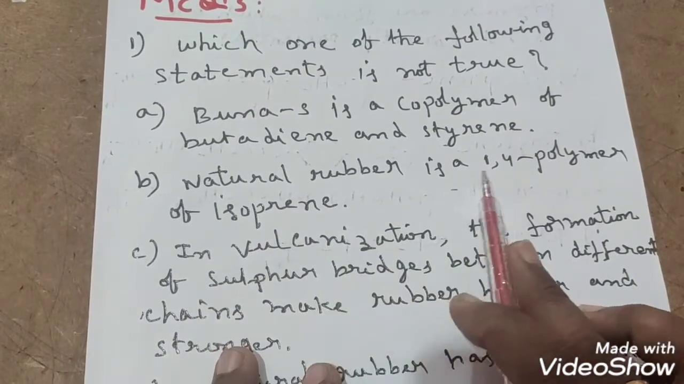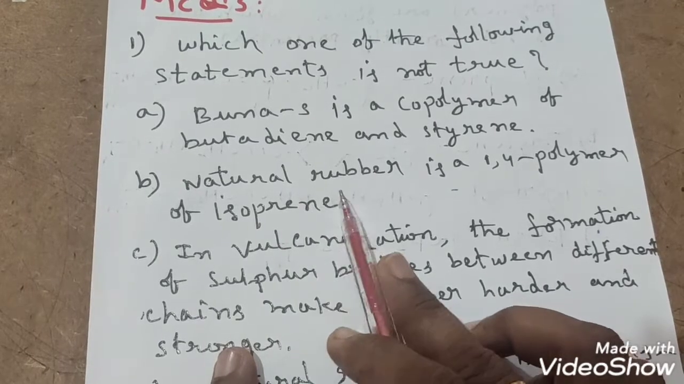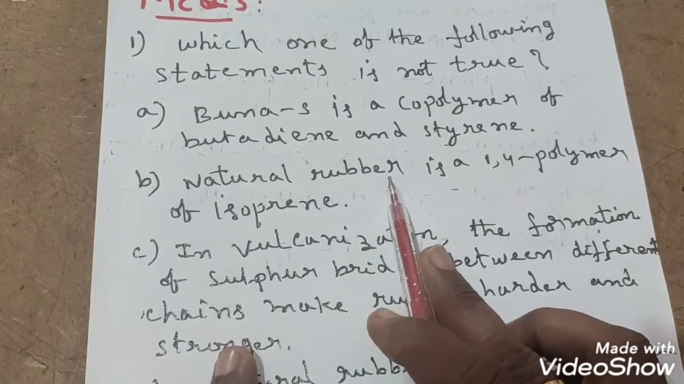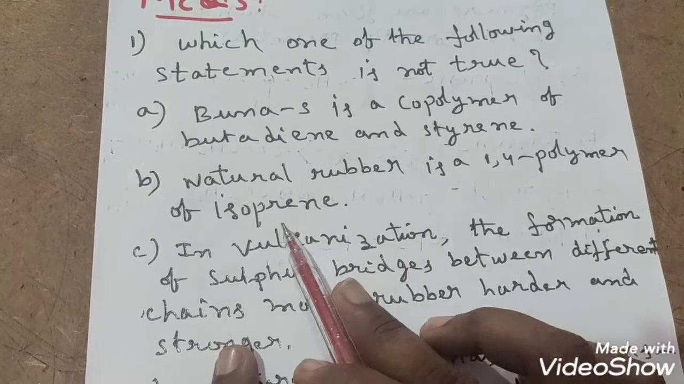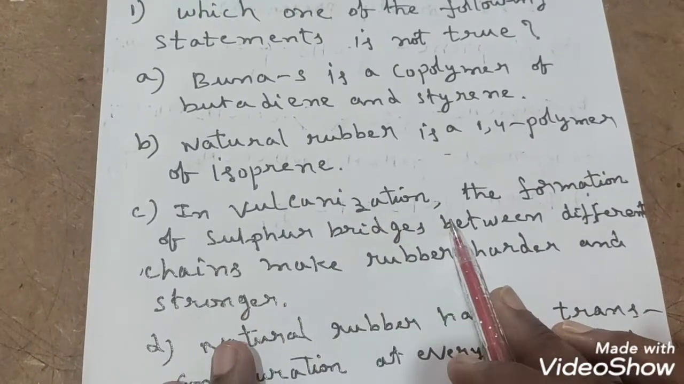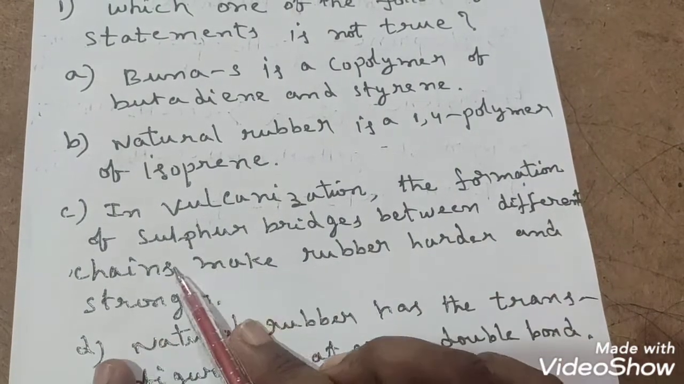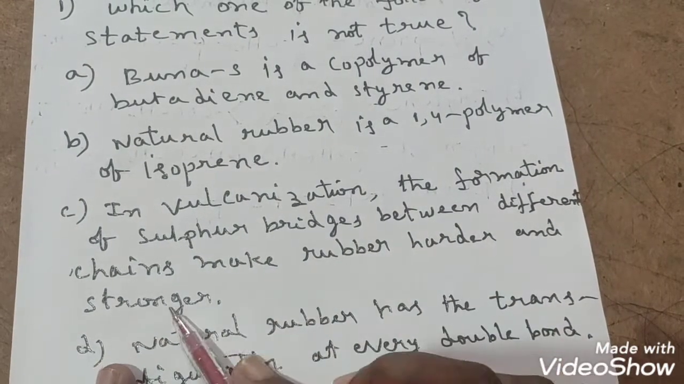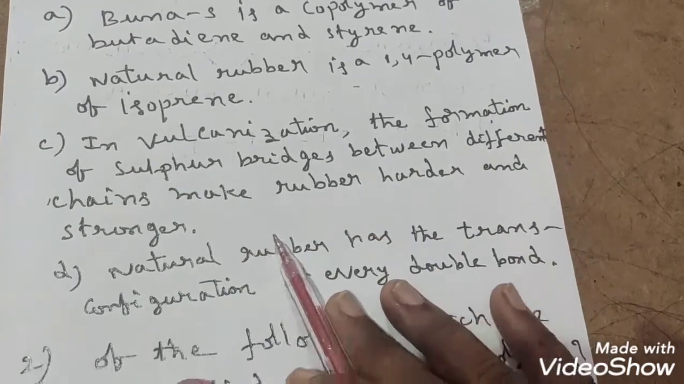Next, natural rubber is a 1,4 polymer of isoprene. Yes, natural rubber polymer is cis 1,4 isoprene. Everybody knows it. Yes, this is also correct. In vulcanization, the formation of sulfur bridges between different chains makes rubber harder and stronger. Yes, in vulcanization of rubber we have discussed this, right?